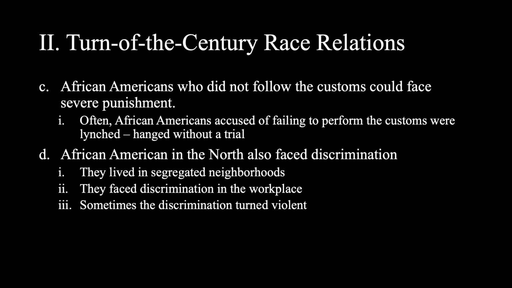You've got to understand, it reaches a particular boiling point. When you put together a great number of different issues all at once, you're going to see eventually an explosion of some kind. And in this case, you weren't going to see a lot of explosions of any kind of violence in the South, but you would see it more in the North.